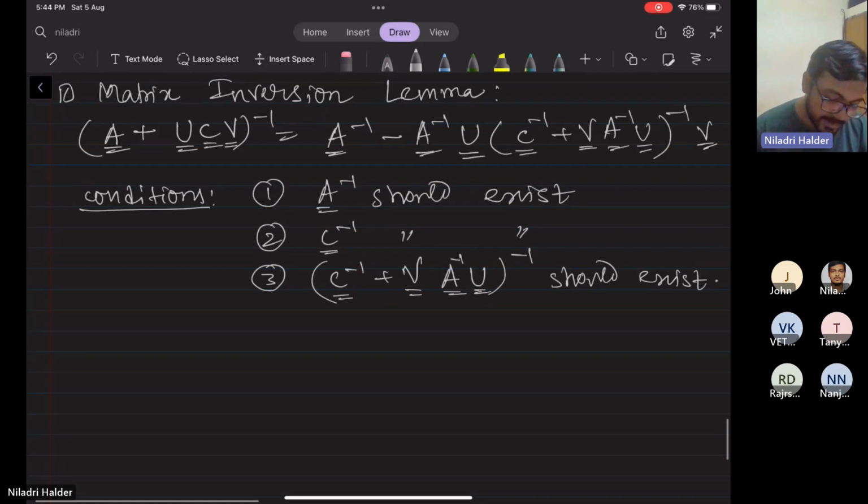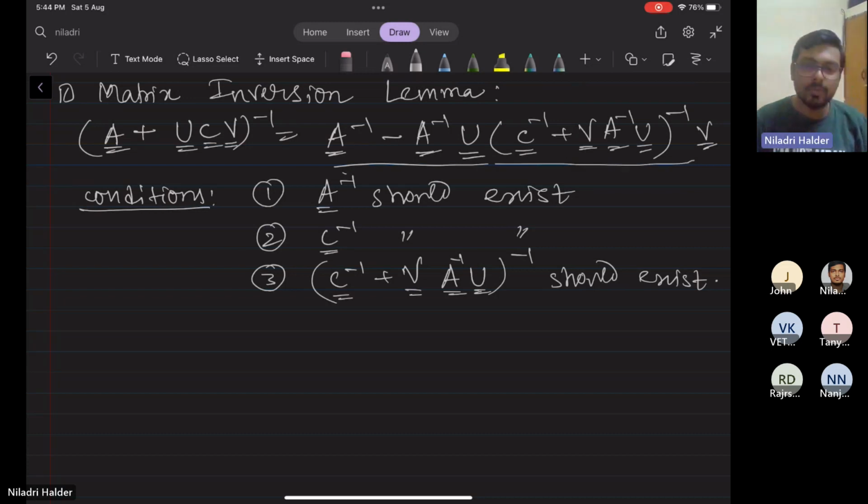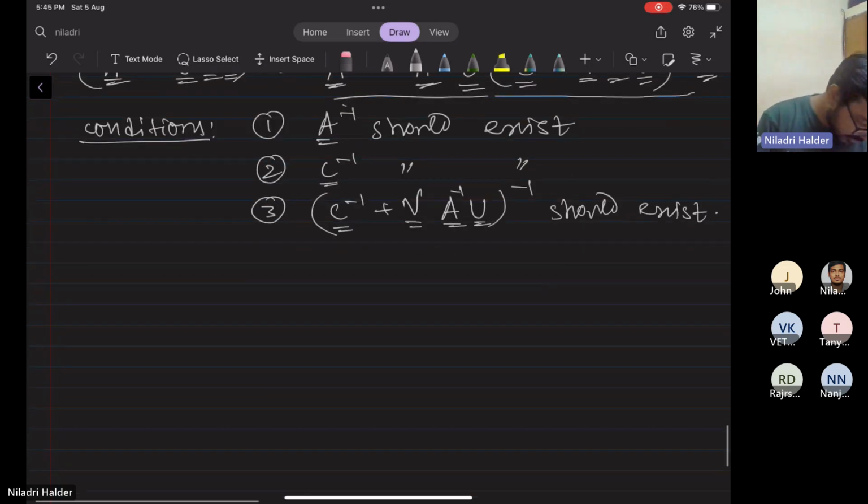So the proof of this matrix inversion lemma is very simple. If you multiply A plus UCV with the right hand portion like this, you will find out that this becomes an identity matrix. Okay, so one example.